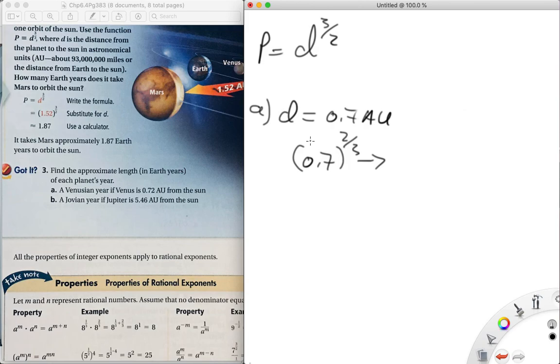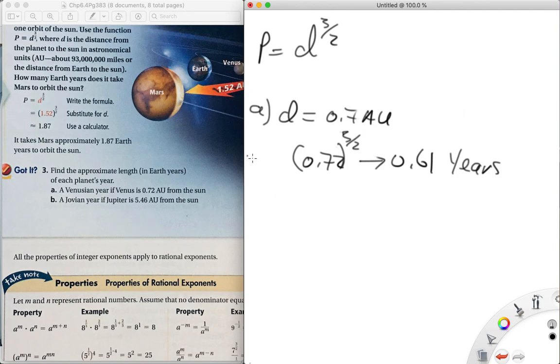Oh, square rooted, I'm sorry. It's to the 3/2. I did it here to 2/3. No wonder I got a different answer. All right, my fault. So it's 0.7 to the 3rd power, square root. And you get 0.72. You get 0.61 years, Earth years.